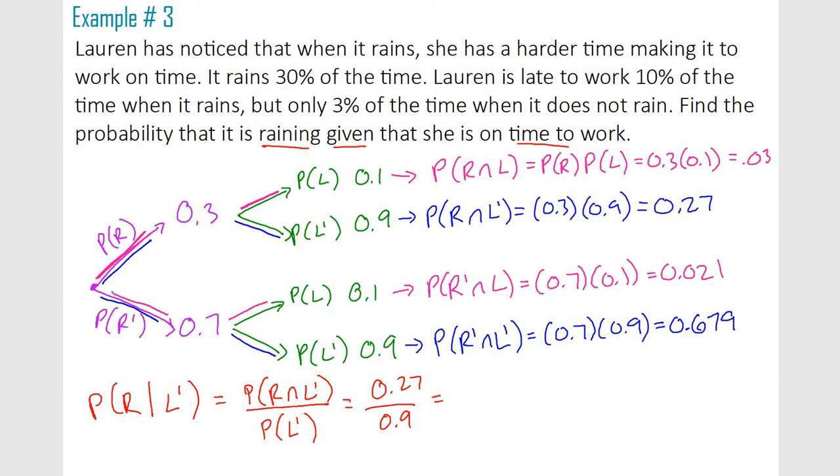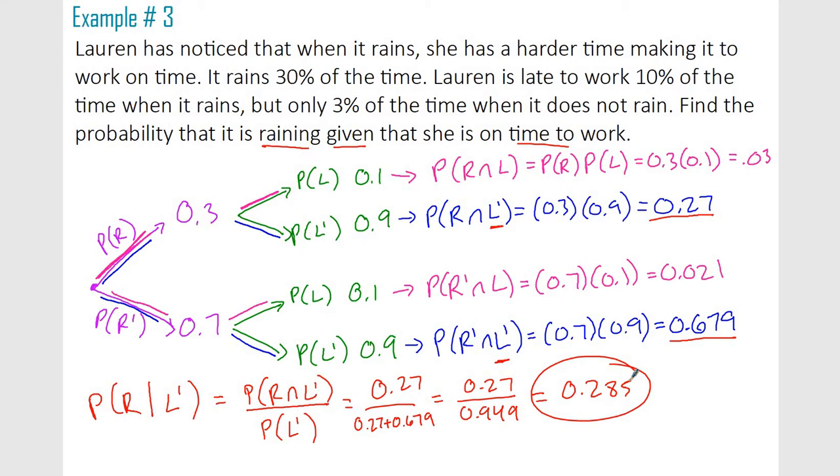Wait, hold on. Something's not matching up with quantity. Oh, silly me. I was doing the overall not late. That's not what it asked for there. What it's saying here is in my probability instances, when is it I'm not late? I'm not late here, so this probability, and I'm not late here, so this probability. So we want to do 0.27 plus 0.679. So this would be 0.27 divided by 0.949, giving us a probability of 0.285.